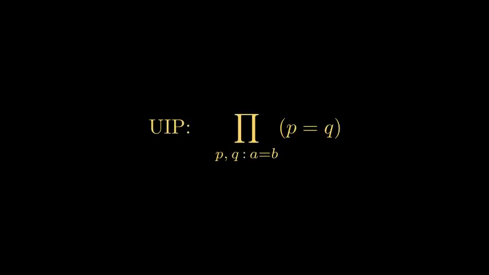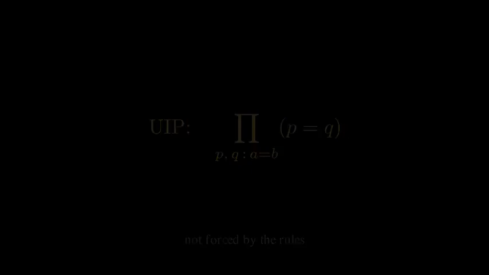Asserting yes always is the principle we met last time: uniqueness of identity proofs, UIP, the cousin of axiom K. And the crucial fact is that nothing in the rules of type theory forces it. So what if we simply don't assume it? Then the type a equals b is allowed to have genuine internal structure.